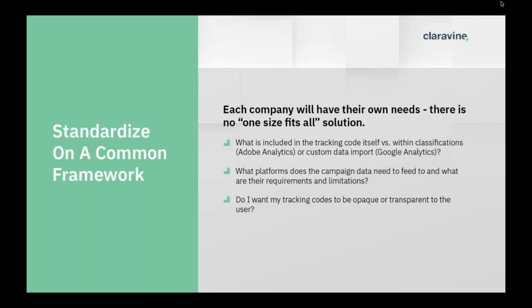So first decision is what to include in the tracking code itself versus within the classifications if you're using Adobe Analytics, or perhaps in custom data import fields, formerly known as dimension widening, within Google Analytics. And this decision can be impacted by how human readable you want the campaign codes to be.